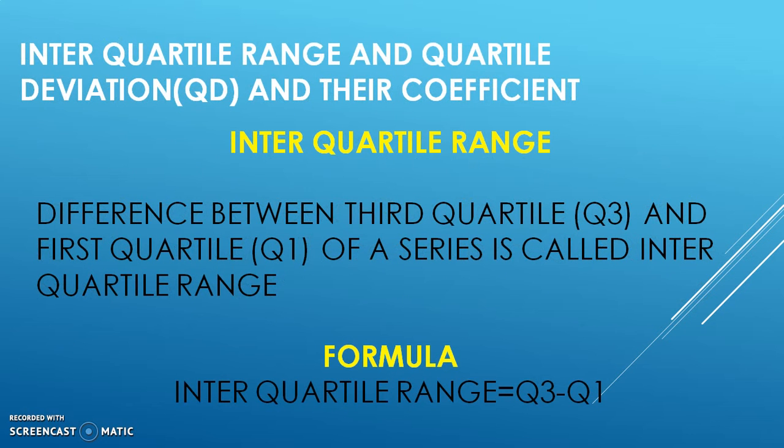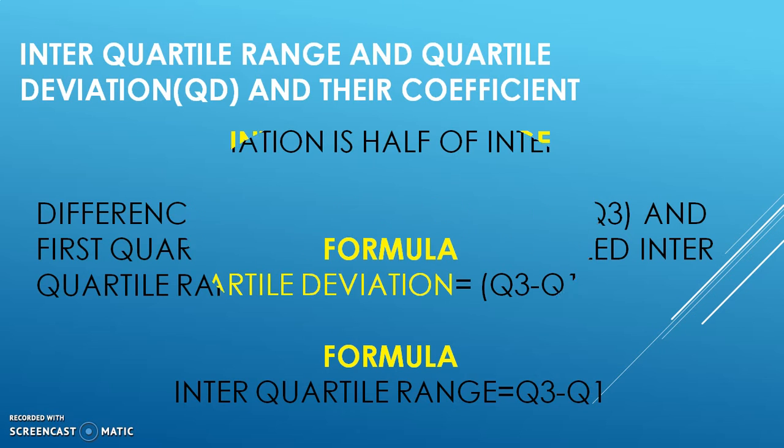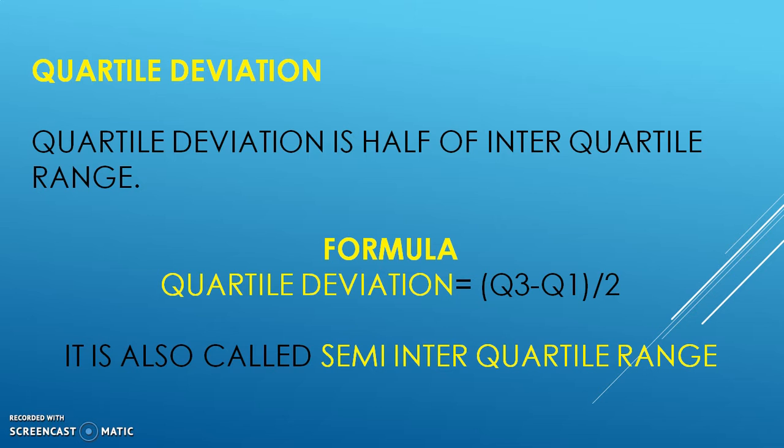Now, interquartile range. Interquartile range is the difference between third quartile Q3 and first quartile, that is Q1. The formula is Q3 minus Q1. Next is quartile deviation. Quartile deviation is the half of interquartile range. Q3 is the highest value and Q1 is the lower value. Q3 minus Q1 upon 2. That is quartile deviation. And it is also known as semi-interquartile range. This is the absolute value.